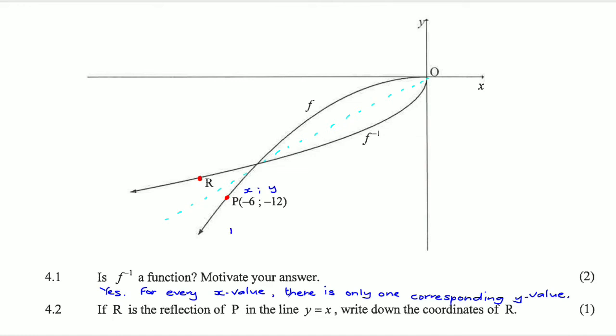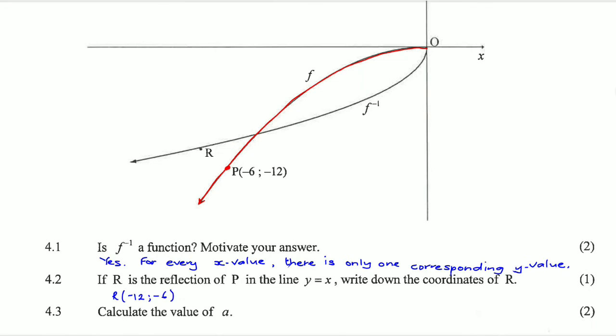So let's write down R. The x value of R will be the y value of P, which is minus 12. And the y value of R will be the x value of P, which is minus 6. So the coordinates of R are minus 12 and minus 6. In part 4.3, we need to calculate the value of a.